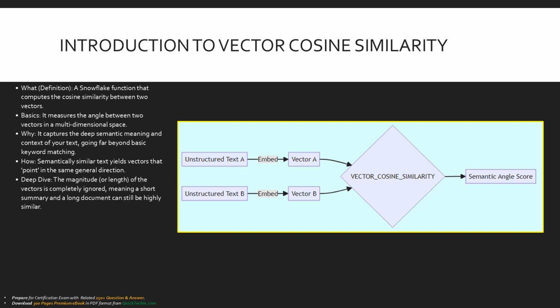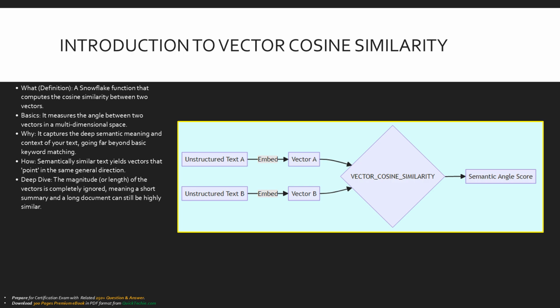Because semantically similar text yields vectors that point in the same general direction. This means a short user query and a massive, detailed document can point in the exact same direction and be matched perfectly. This overcomes the limitations of traditional keyword matching, allowing your database to understand true semantic intent.